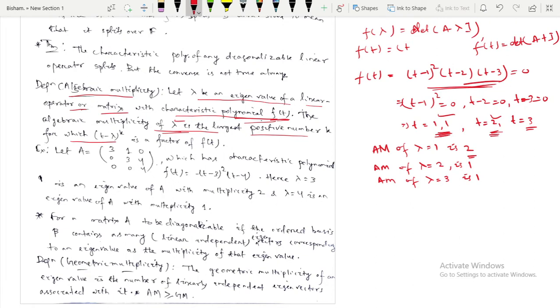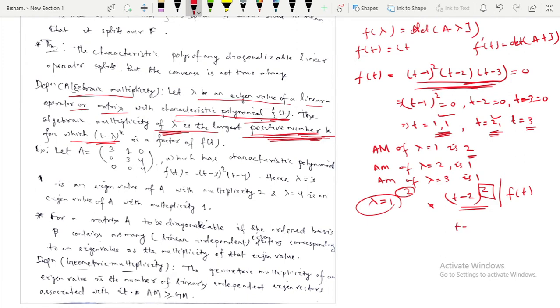So what is the definition saying? The algebraic multiplicity of lambda is the largest positive number k for which (t minus lambda) to the power k is a factor of f of t. So this is your f of t, and what is the algebraic multiplicity for lambda equal to 1? This is 2, because (t minus 1) to the power 2 is the maximum power, this is the largest positive number k which divides f of t.